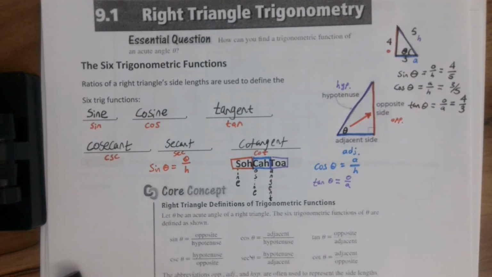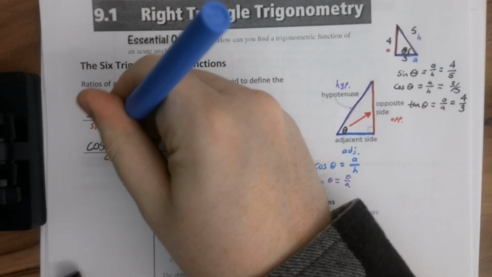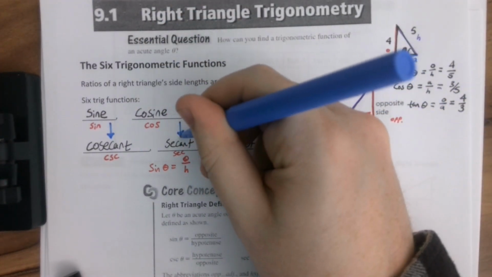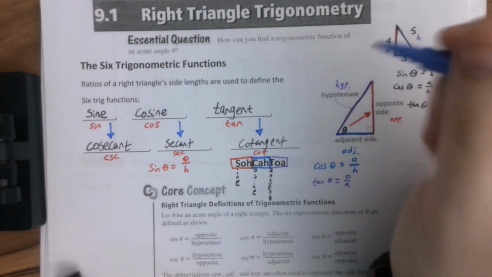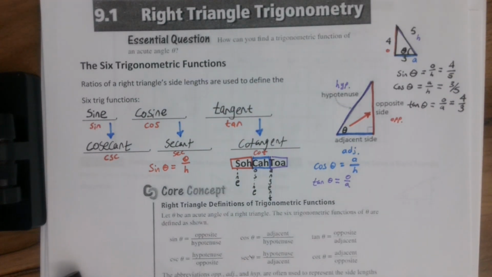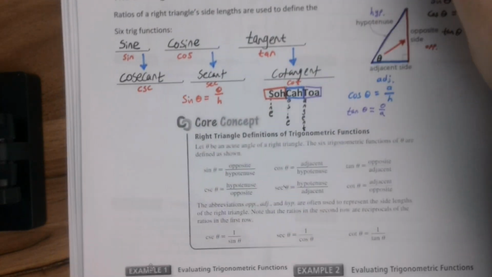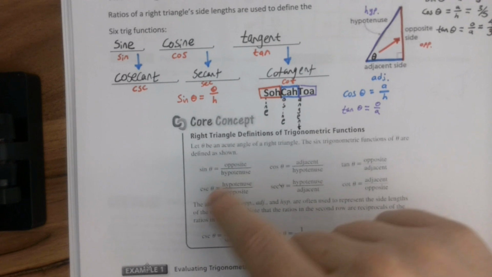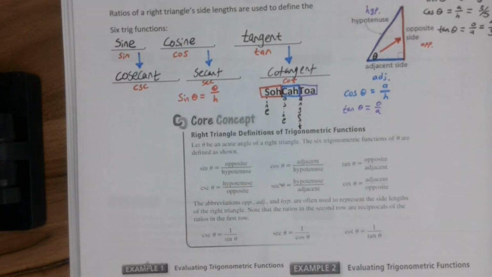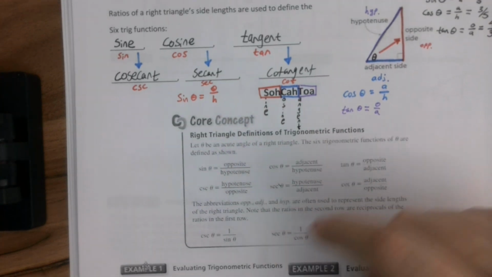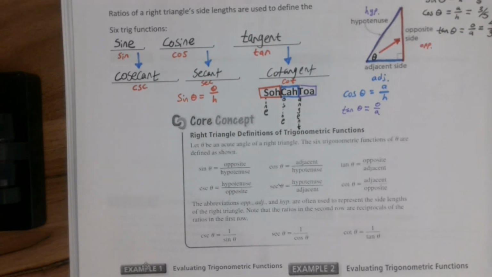These 3 functions are related to the ones above them. So sine and cosecant are related, cosine and secant are related, tangent and cotangent are related. But how are they related? They are reciprocals. Reciprocals just meaning flipped versions of the originals. So if sine is opposite over hypotenuse, cosecant is hypotenuse over opposite. It's like we just flipped the fraction. Same with cosine and secant, as well as tangent and cotangent. We're just flipping the fractions.